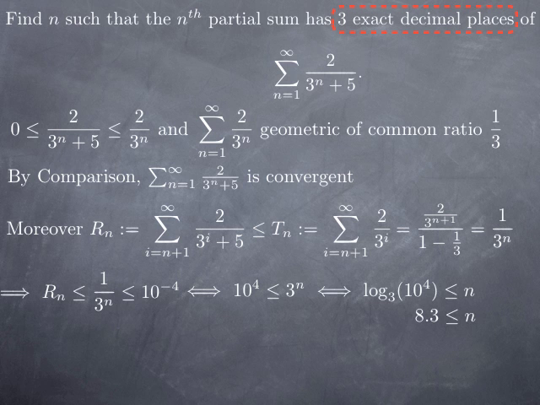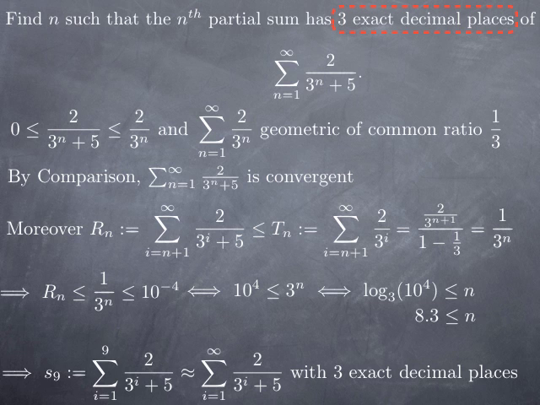And therefore, we need n to be 9 or greater to get this accuracy, namely the 9th partial sum, the sum from 1 to 9 of 2 over 3 to the i plus 5, is an approximation of the infinite sum, which will have 3 exact decimal places.